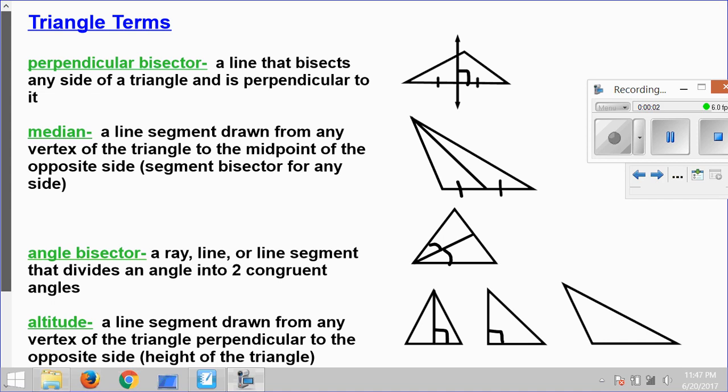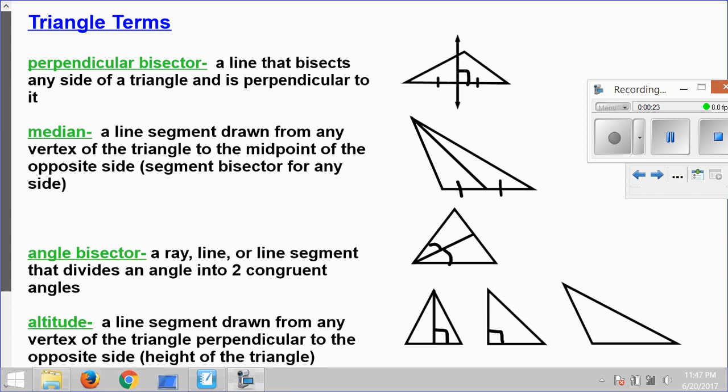Okay, so I'm going to discuss some terms involving triangles. The first term, perpendicular bisector, we actually already know from when we discussed perpendicular bisectors of segments. It's pretty much the same thing when we're dealing with triangles. It is a line that bisects any side of a triangle and is perpendicular to it.